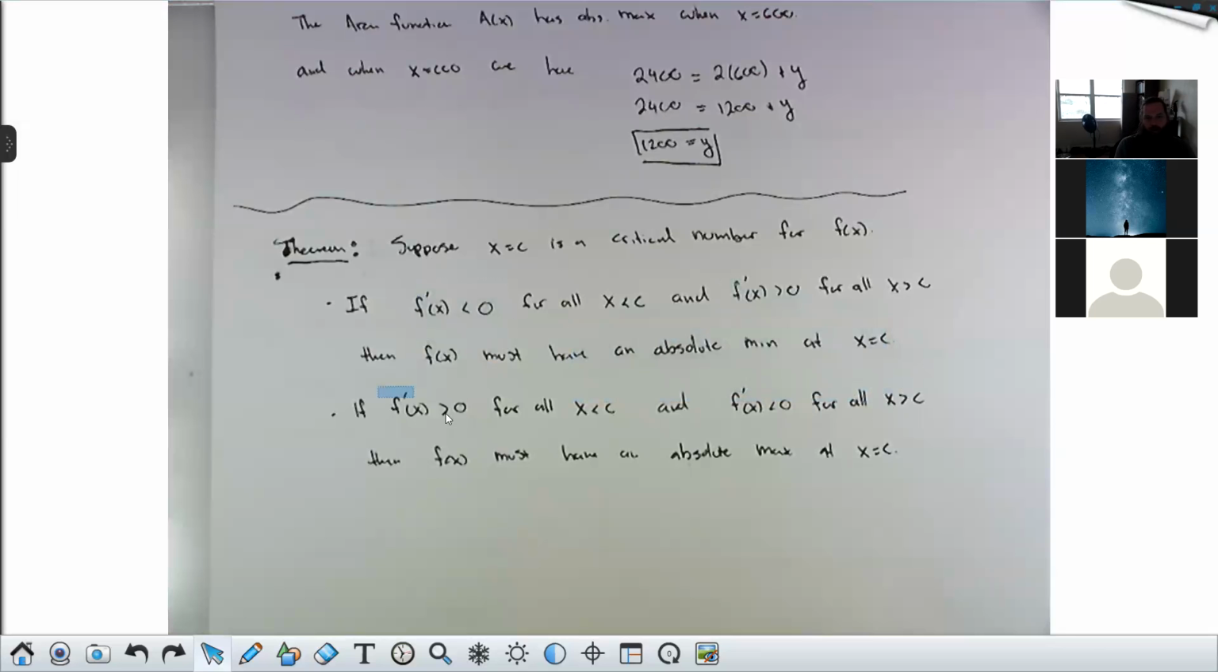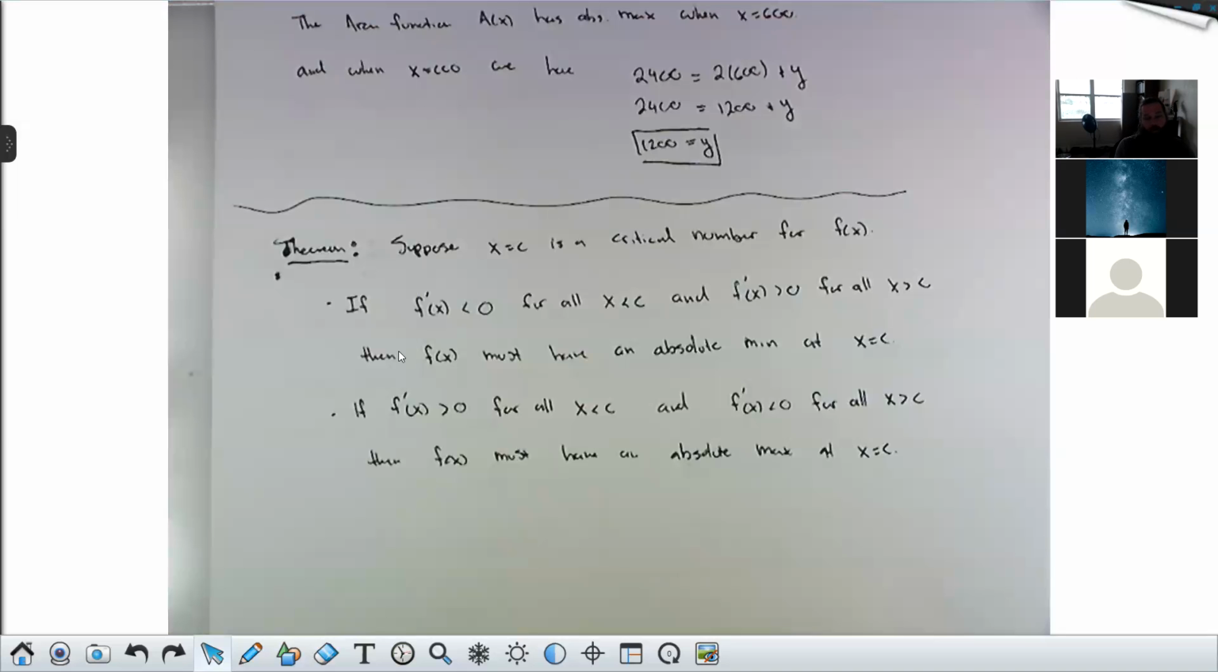And conversely, if f is always increasing to the left of c and always decreasing to the right of c, then you must have an absolute max. But there are other possibilities. Some other things having to do with mins and maxes that you might want to recall from section 4.1 is that if you have a continuous function on a closed bounded interval, then that must have an absolute max and must have an absolute min.